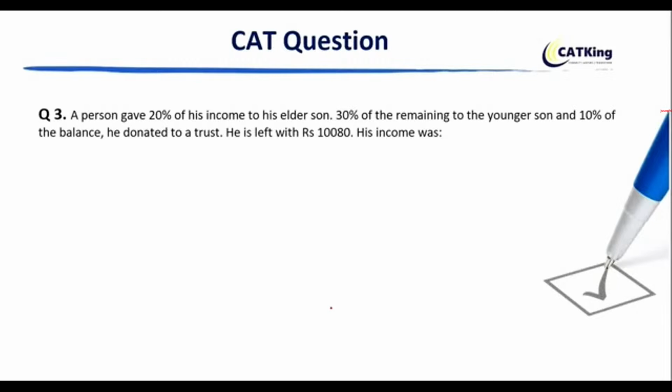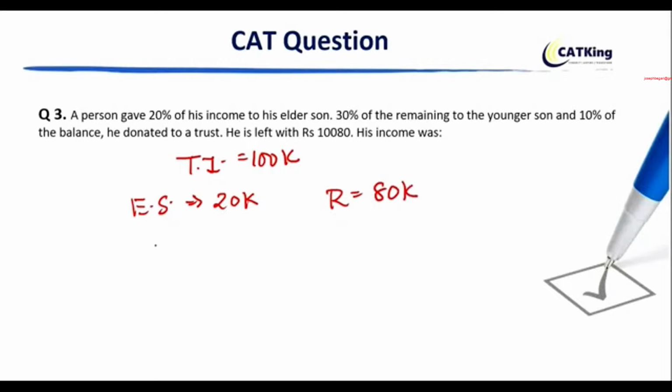Okay. So, like I told you about the K method, whenever you want to make your calculation easy, this method will help you a lot. So, let me take the total income as 100k. If total income is 100k, how much did he give to his elder son? Elder son he gave 20k, right? What's remaining? Remaining is 80k. How much did he give to his younger son? To the younger son he gave 30% of this, so he gave 24k. 10% is 8. 30% is 24k, correct?